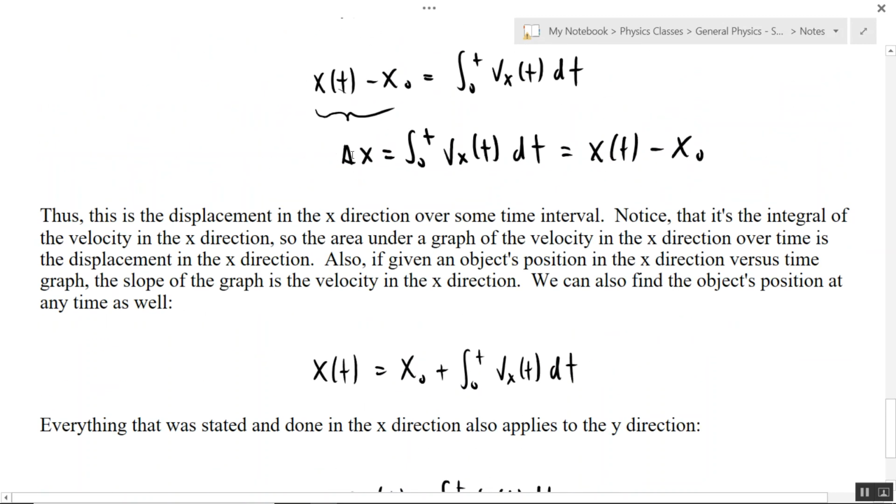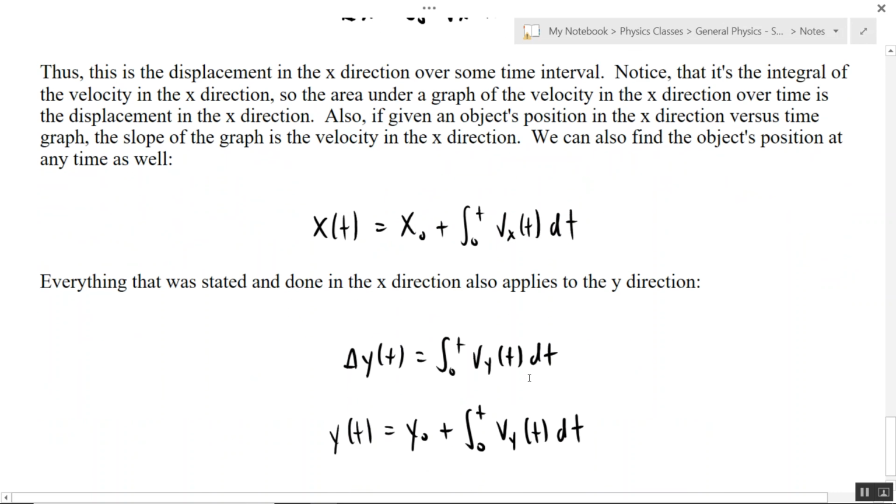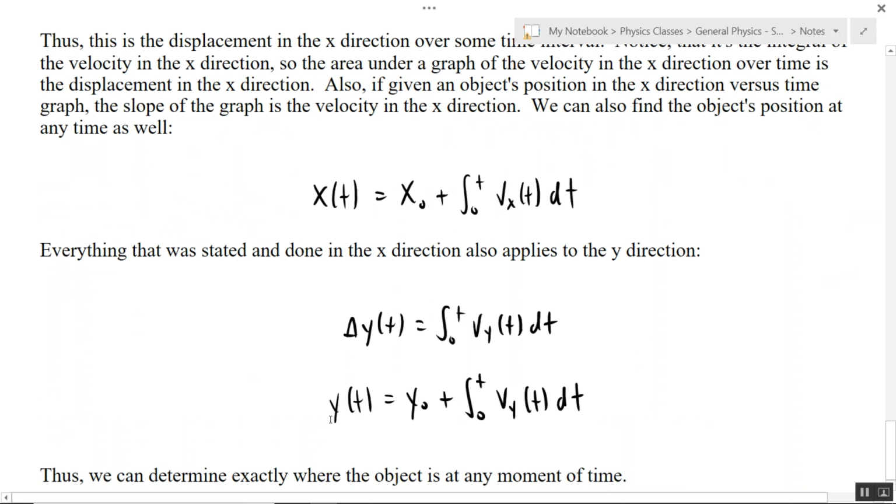Okay, so there's two ways to look at this. Either you can use this to find the displacement vector itself, which is just delta x, or you can use it to find the x coordinate, the actual position of the particle, x of t. So if you add x0 to both sides, this is the position of the object at every moment of time. It's the initial position plus the integral of vx of t over t. And similarly, the y coordinate is y0 plus the integral of the y part, from 0 to t.